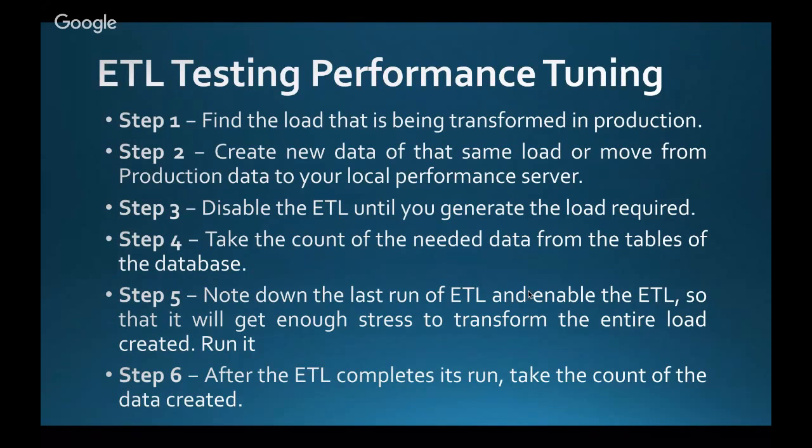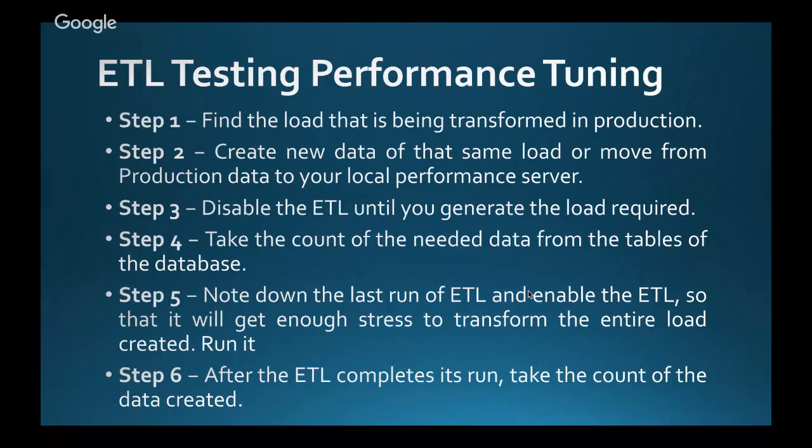First, find the load that is being transformed in production. From the source, whatever load you have to take in and which will be transformed in production, you have to know that load: amount, quantity, size, type. Then create new data of that same load or move production data to your local performance server. So once you know the properties of the load being transformed in production, create new data of the same load or move production data to your local performance server.